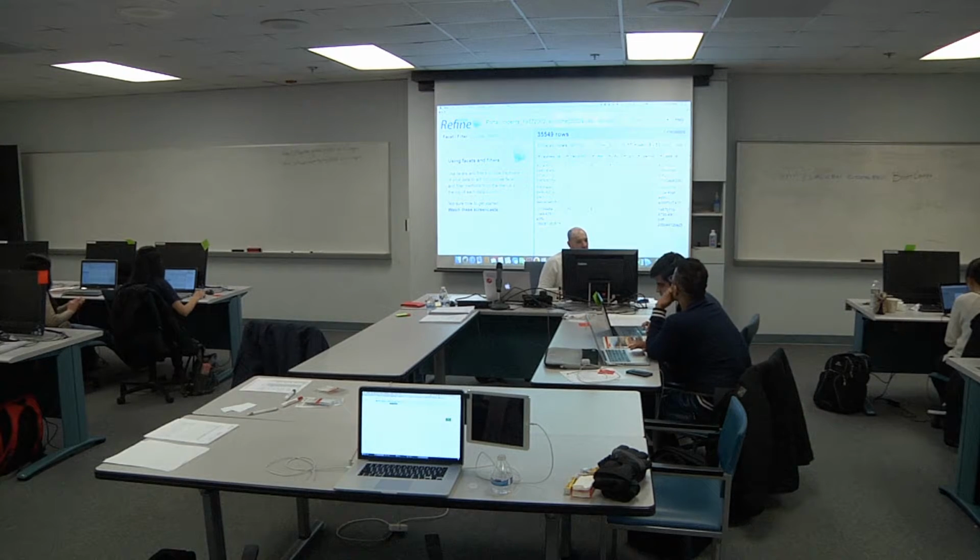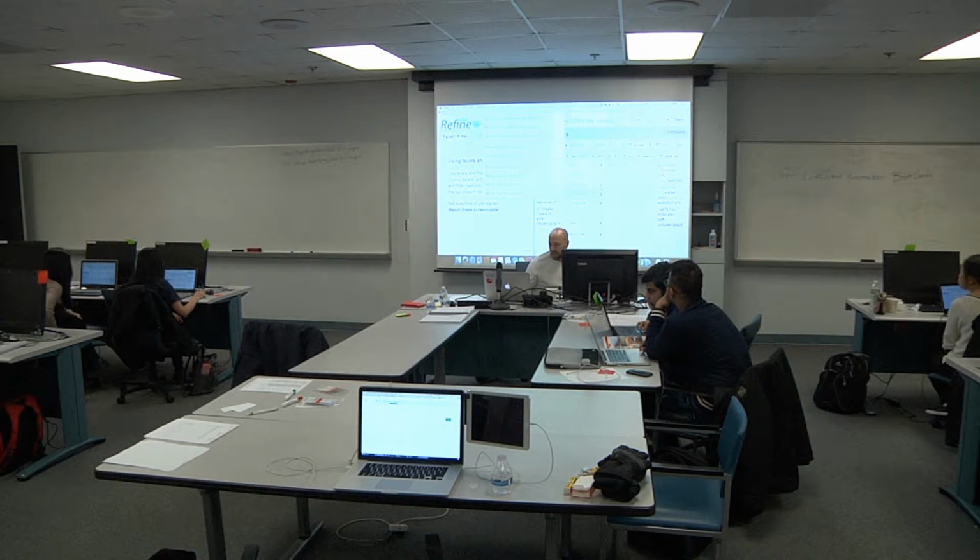Okay, so we talked about transforming cells into numbers. Let's make sure that record ID and the period column are both numbers. So let's edit cells, common transform, to number. Again, that's record ID, make it a number, and period.